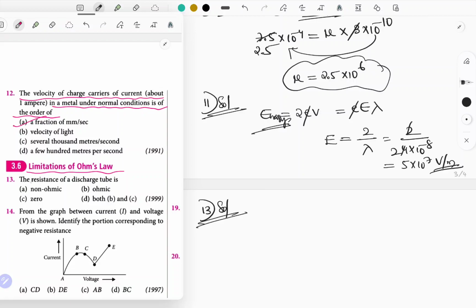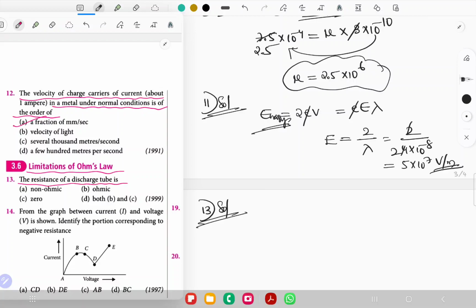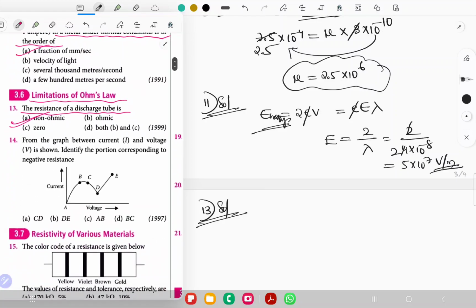The resistance of a discharge tube is. Question number 13, they're asking about the resistance of a discharge tube. The resistance of a discharge tube is non-ohmic. Ohmic, non-ohmic, we have two different types. For a discharge tube, we are going to get it as non-ohmic.